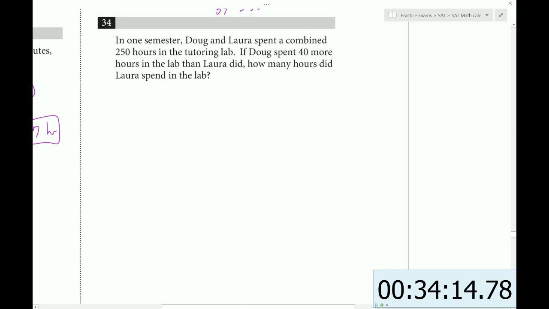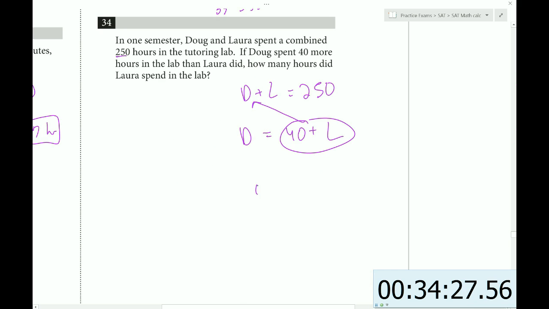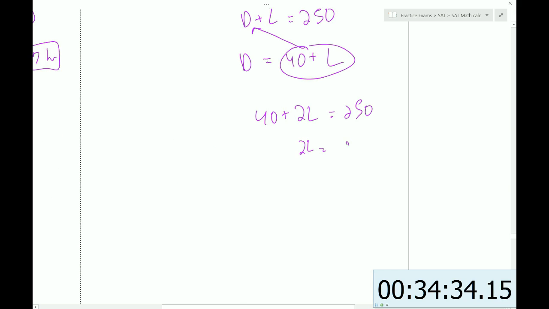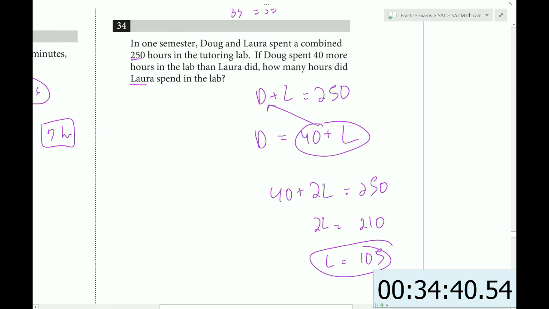In one semester, Doug and Laura combined spent 250. Okay, Doug plus Laura equals 250. Doug spent 40 more than Laura. So plug that in for Doug. 40 plus L plus another L is 2L. Okay, and then subtract 40. So we would get 210, and then divide, and we get 105 for Laura. See what they're asking for, Laura. So that's finished.